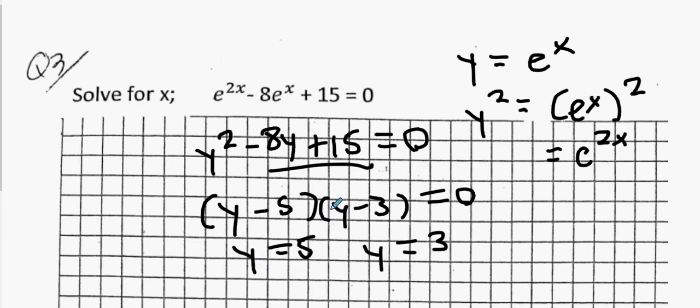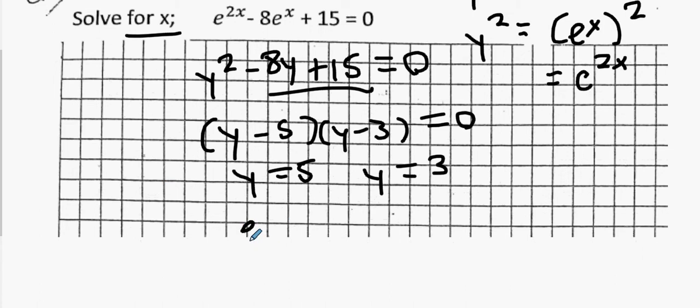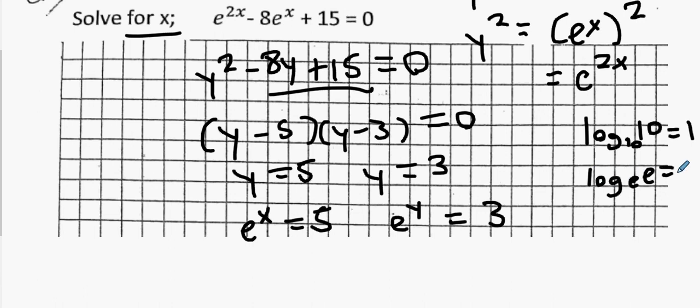Is that a suitable answer? You're meant to be solving for x, not for y. So what do you put down now? e to the x equals 5 and e to the x equals 3. You could choose any log you want, but what's a good log to choose? What's log 10 base 10, anybody? 1. What's log e base e? Any log but the same base?